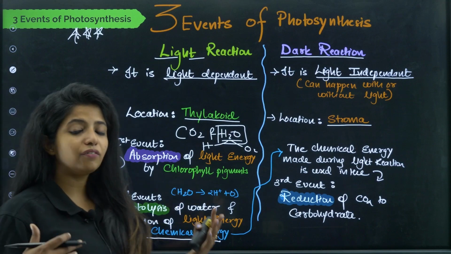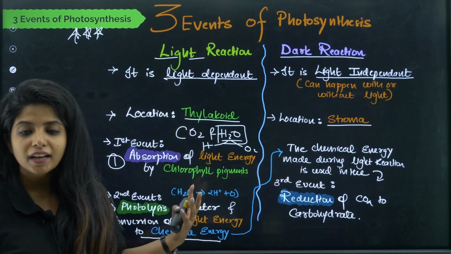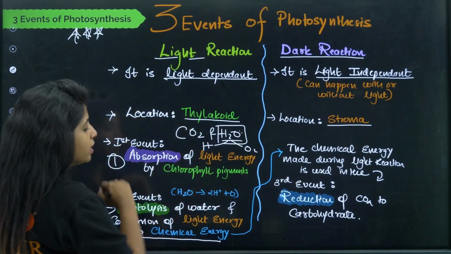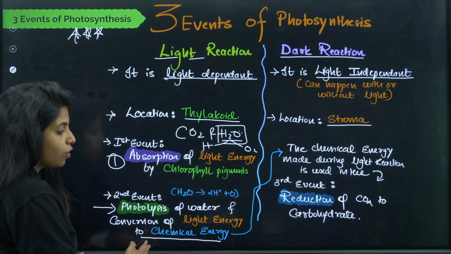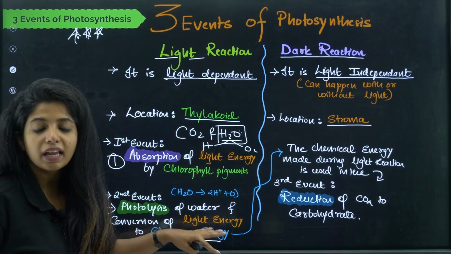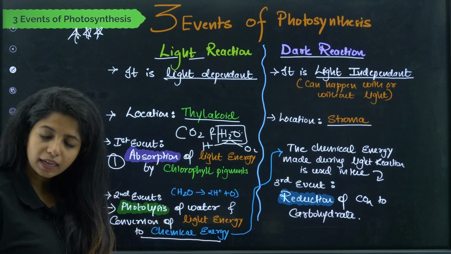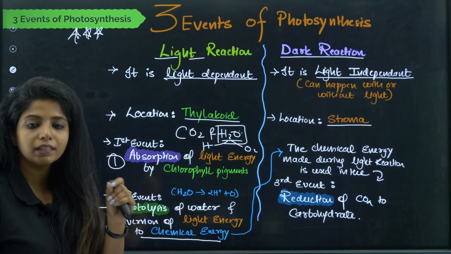We say the plants give out oxygen. Where is the oxygen coming out from? From the H2O. Basically, photolysis of water happens, and during this time only conversion of light energy to chemical energy also happens. Okay, now you have to associate things and learn.